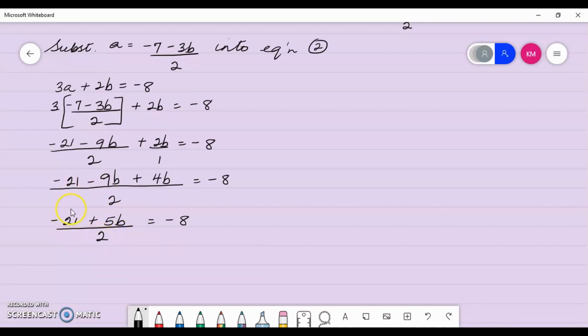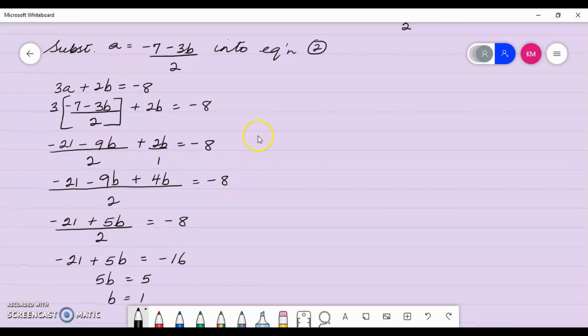So I'm going to take everything else and carry it across on the right hand side. So I'm going to get negative 21 plus 5b is going to be equal to negative 8 multiplied by 2, negative 16. I'm going to carry that negative 21 across now, so I'm going to get 5b is equal to negative 16 plus 21, and that is going to give me 5, so b is equal to 1. 5 divided by 5 is 1.